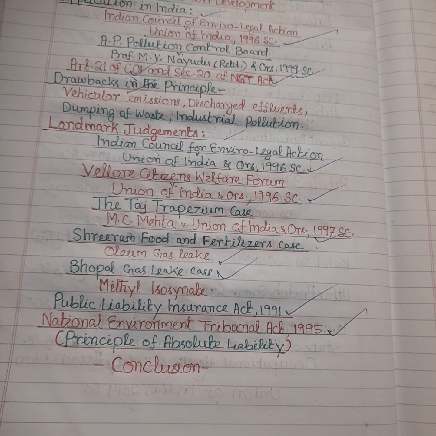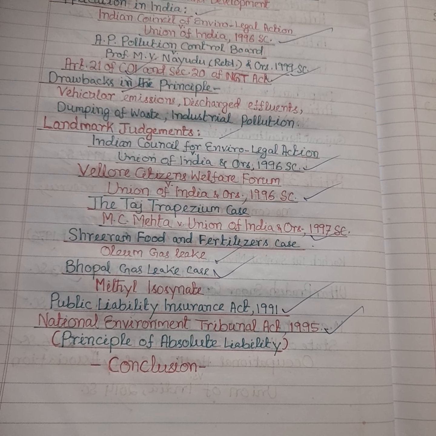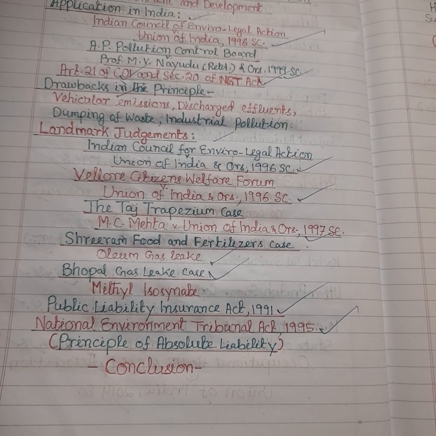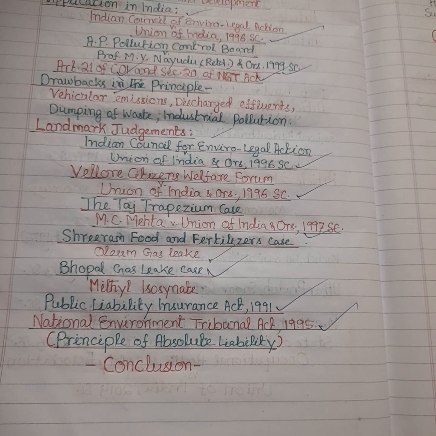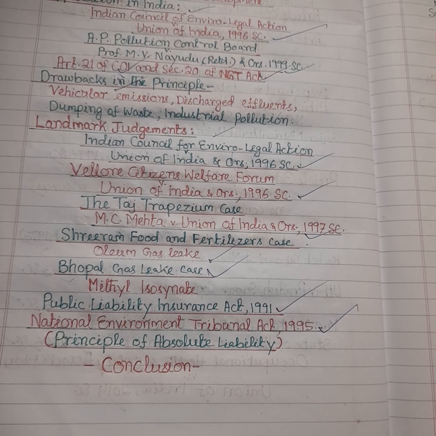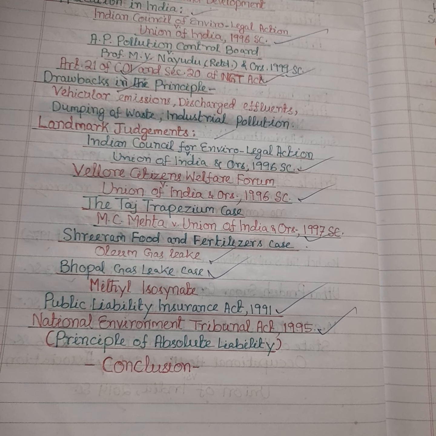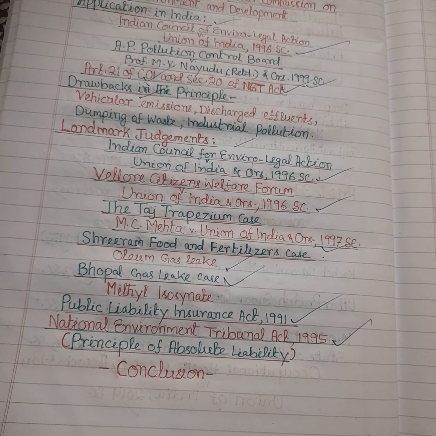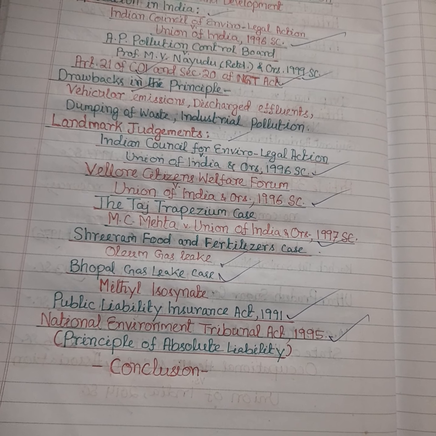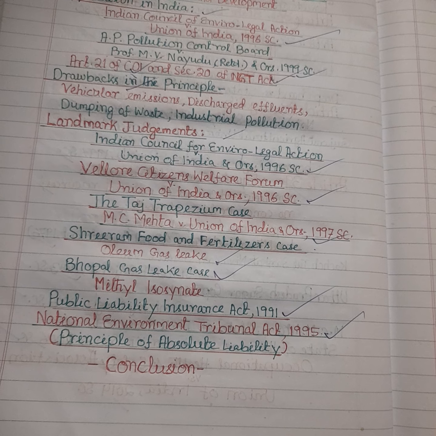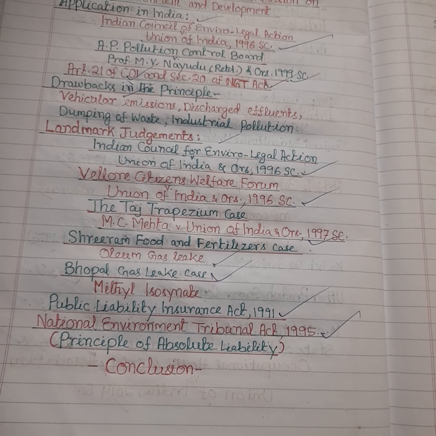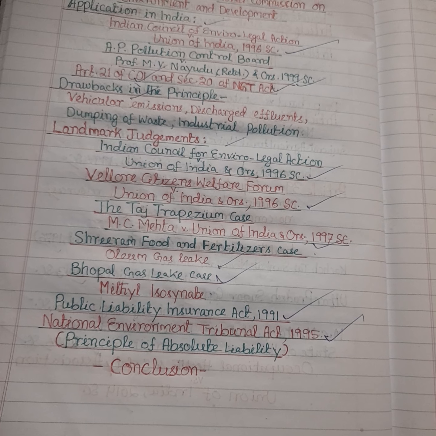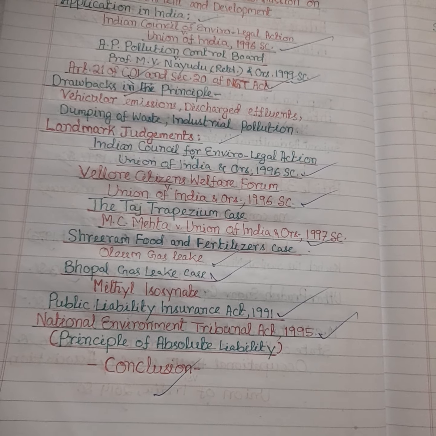So, also in the Bhopal gas leak, the principle of absolute liability was applied, and before that, the principle, as we know under law of torts, was the principle of strict liability as it was developed in the leading case of Rylands and Fletcher in 1868. And that particular principle of strict liability was further enhanced by the Supreme Court of India as the principle of absolute liability. And now we'll discuss the conclusion.